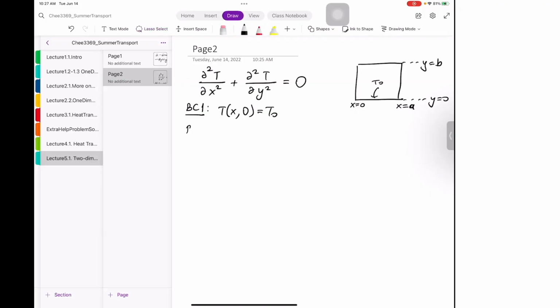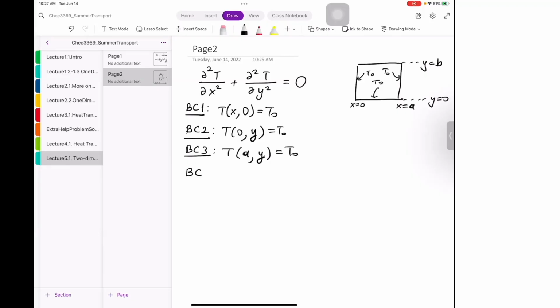And the second boundary condition is this surface being T0, which is at x is equal to 0, for any y, T of 0 comma y is equal to T0. And then this surface is also T0. That means boundary condition 3, T at x is equal to a comma any y is equal to T0.